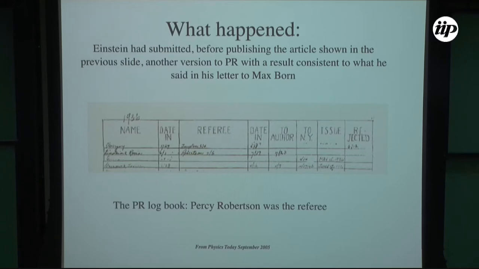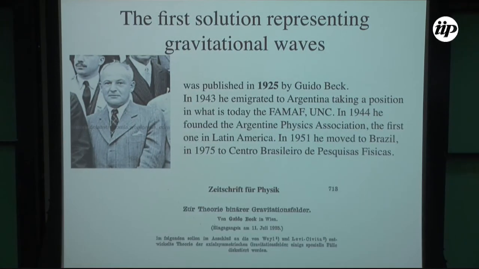So the part that is not that well known is that actually that same solution had been published in 1925. My German is non-existent, Zeitschrift für Physik was a well-known German journal. 1926, 11 years before Einstein, exactly the same solution. Guido Beck published the solution.